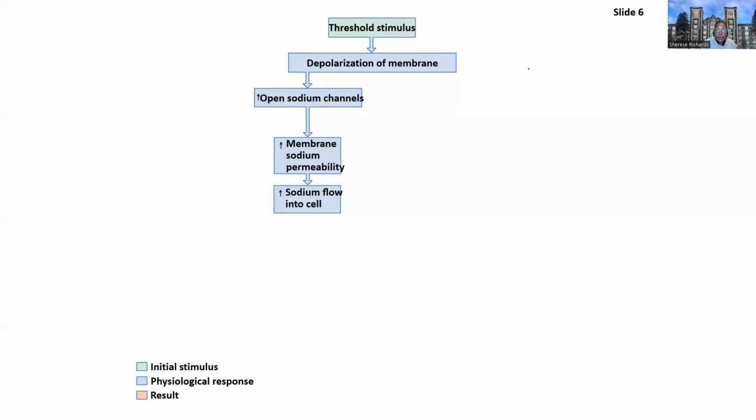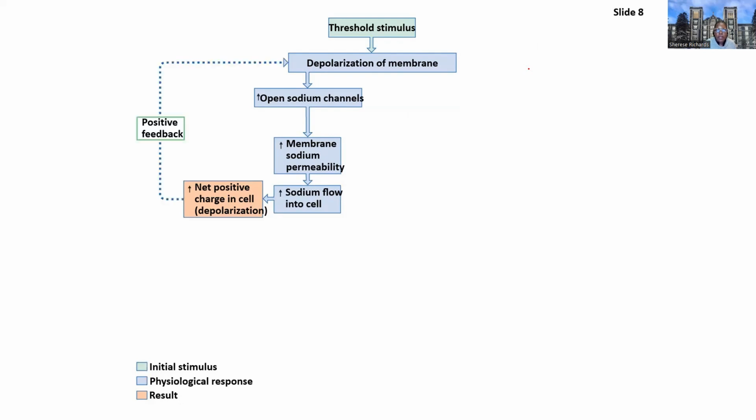So sodium flows into the cell according to its electrochemical gradient. That results in a net positive charge in the cell, which is a depolarization event. And that's also an example of positive feedback because we're opening up nearby sodium channels, which further potentiates the movement away from our set point.